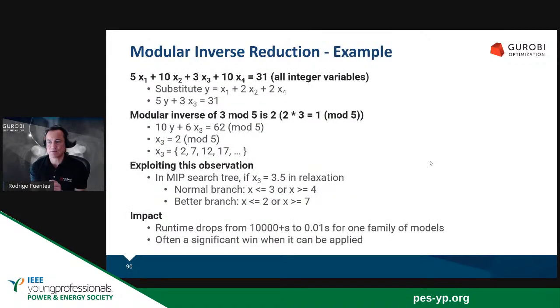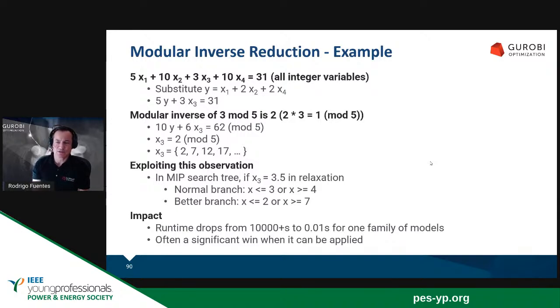Let's look at an example, since an example is going to be easier. And you don't need to implement this yourself. All of this is part of the solver. So let's take this constraint up there, 5x1 plus 10x2 plus 3x3 plus 10x4 equal to 31. We're going to substitute part of the constraint by y, and then we end up with 5 times y plus 3 times x3 equal to 31. Now we have a constraint that meets the condition that we described before.